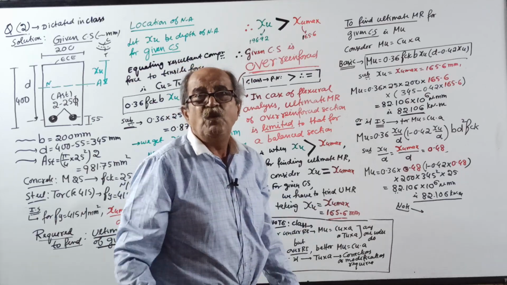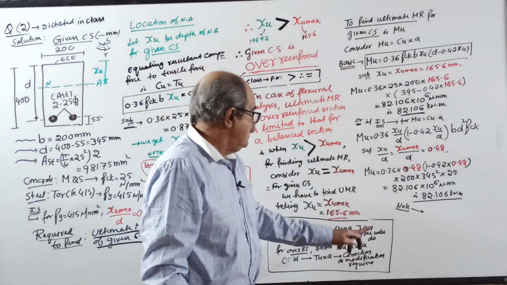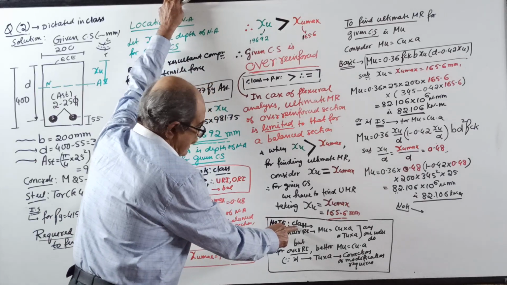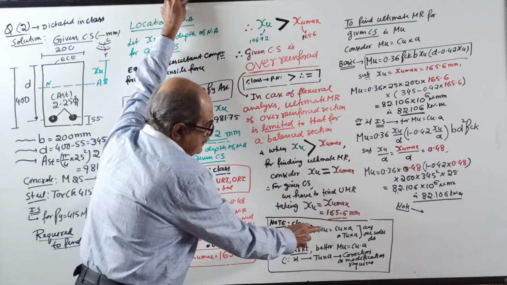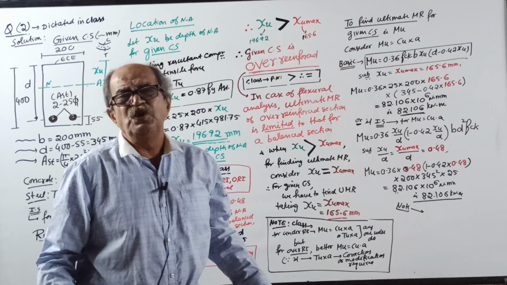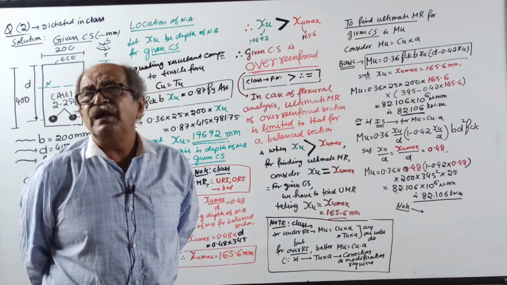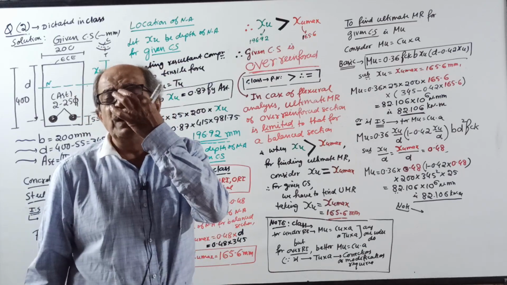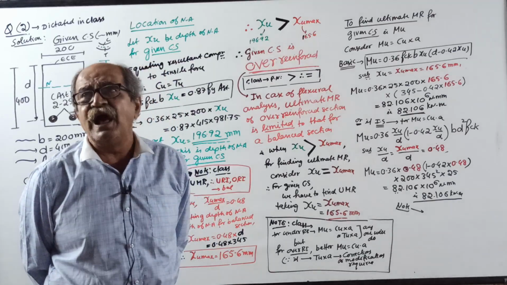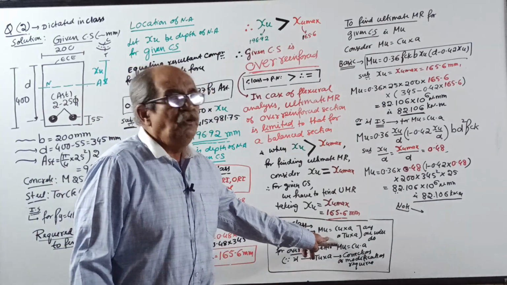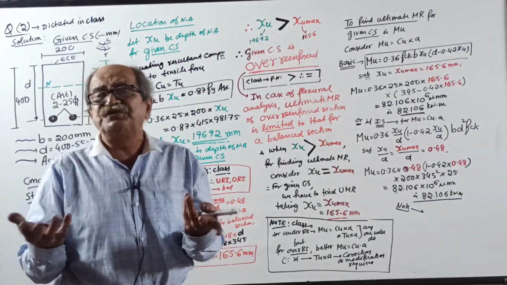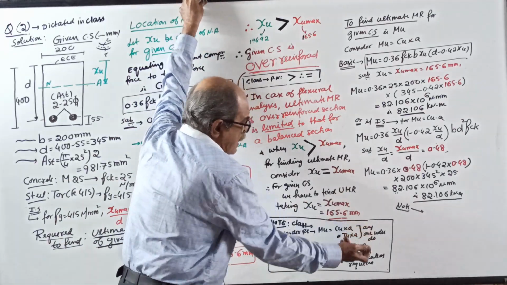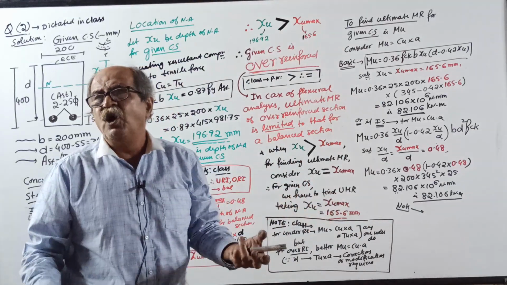You make a note. What I dictate, you write it there. Before going for the ultimate MR, a note. Class, briefly I am telling, and I have told this many times. For ultimate MR, for a singly reinforced section, you can use MU equal to either CU into A or TU into A, force into lever arm. Any one will do. No problem, both will give the same answer.